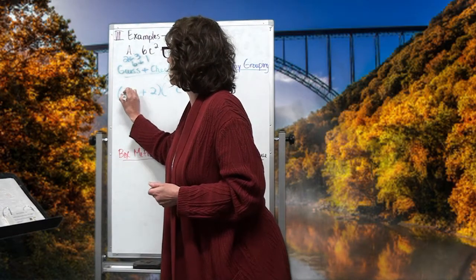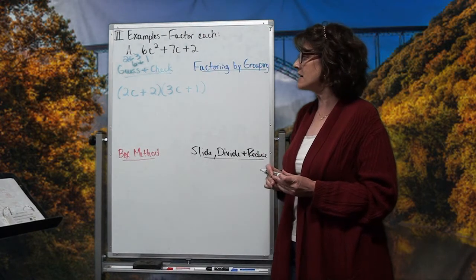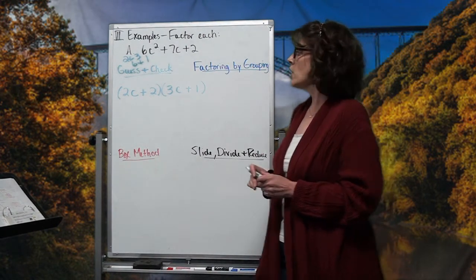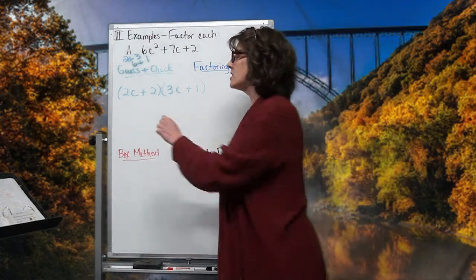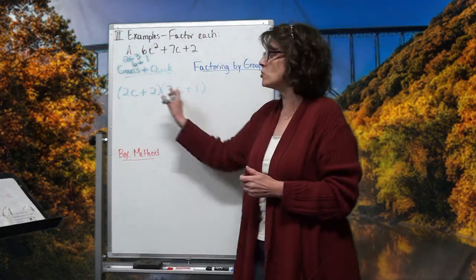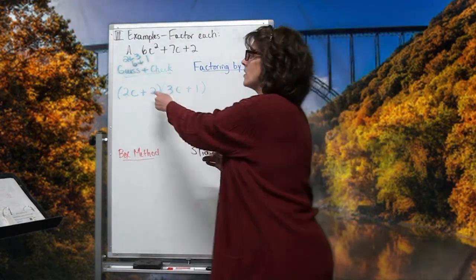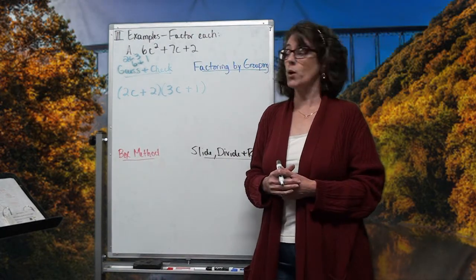So I'll put a 2 here, and I'll put a 3 here, and then I just need to check my outsides and insides to see if this actually works. So recall that when I check FOIL, I don't have to check the full FOIL because I guarantee 2c times 3c will give me that 6c squared. That's how I picked a 2c and a 3c. I guarantee that the 2 and the 1 will multiply to be a 2. So it's outsides and insides that I'm worried about.